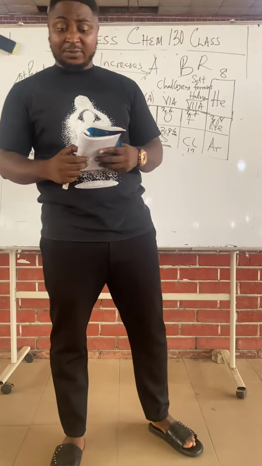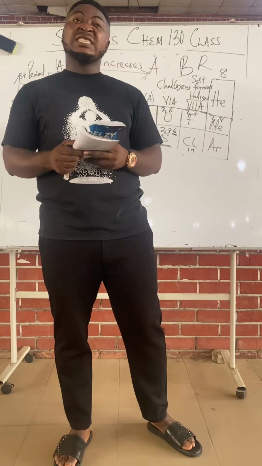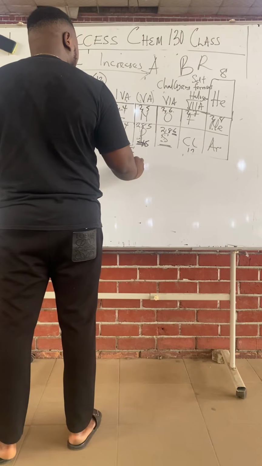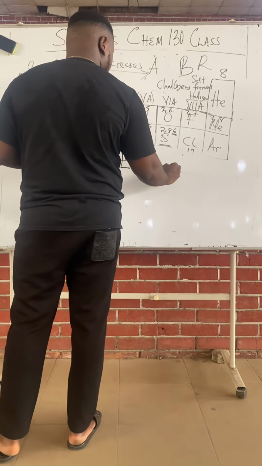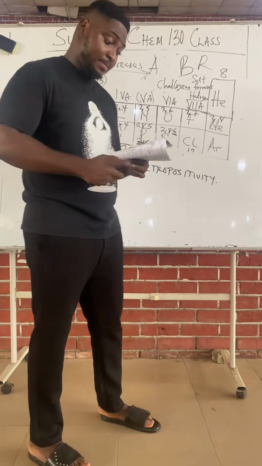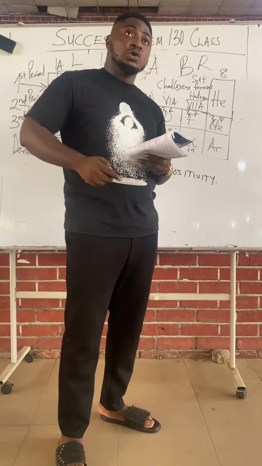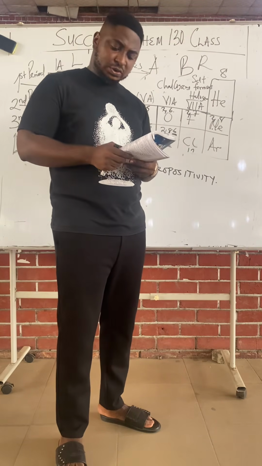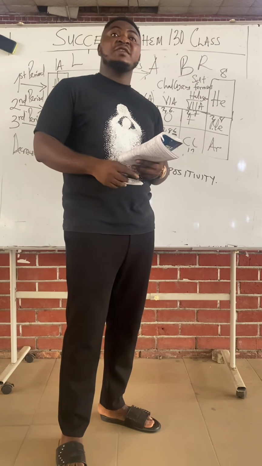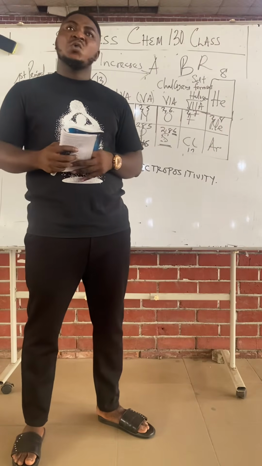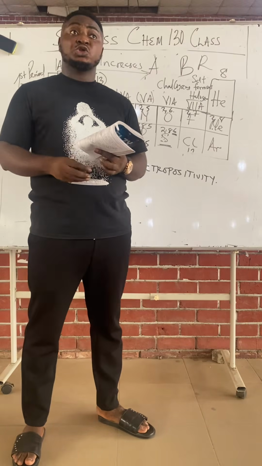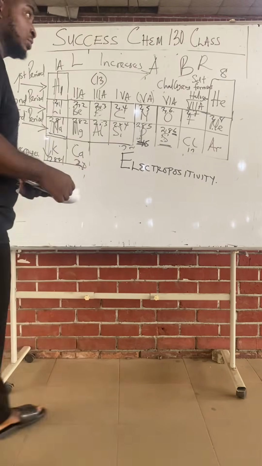Last one, and we are done with periodic table. Well done if you stayed to the end of this class. Electropositivity. Electropositivity is a measure of the tendency of an atom to lose electrons when bonded with another atom through a bond.